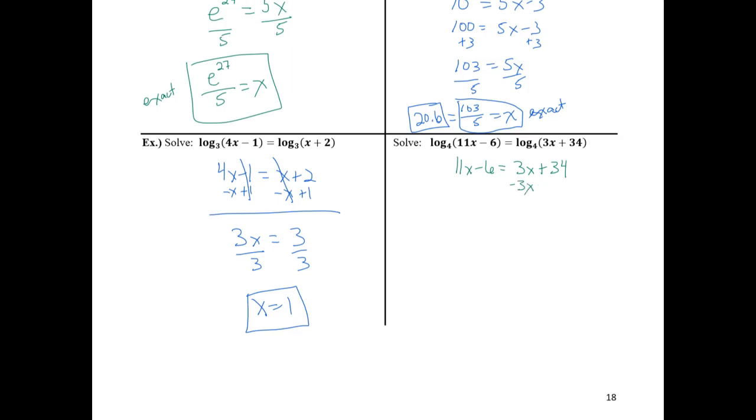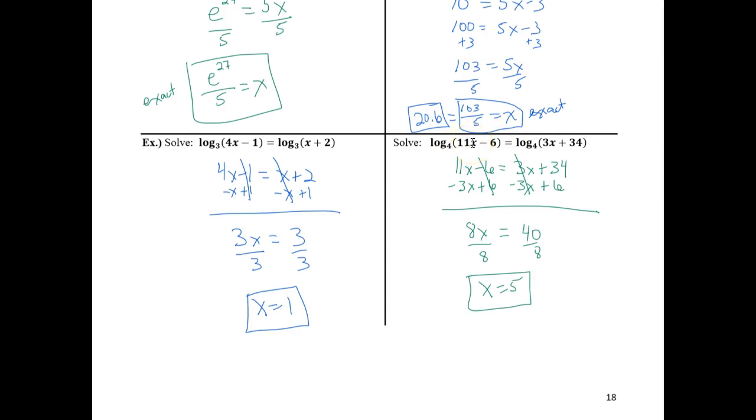I'll subtract 3x from both sides. If I move my x's to the left, I'm going to move my constant to the right. I'll have 11x minus 3x is 8x. Negative 6 plus 6 is 0. That will equal 3x minus 3x is 0. And 34 plus 6 is 40. Lastly, undo that multiplication with division. So x equals 5.